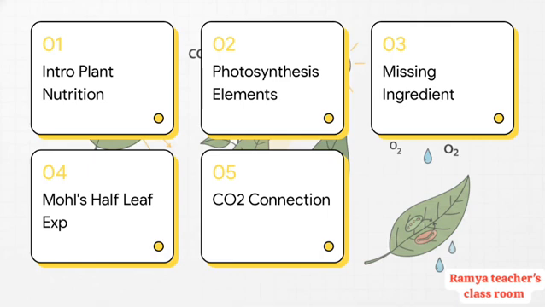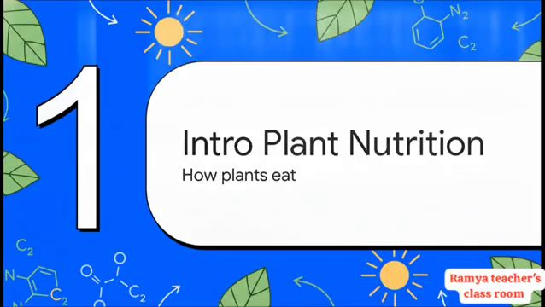Here is our lesson plan for today's explainer. We'll start off with an intro to plant nutrition, check out the ingredients for photosynthesis, dive into the missing ingredient mystery, look at Moll's half-leaf experiment, and finally wrap up with the carbon dioxide connection. Let's get to it. Section 1, Intro to Plant Nutrition.